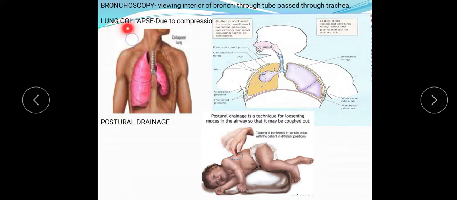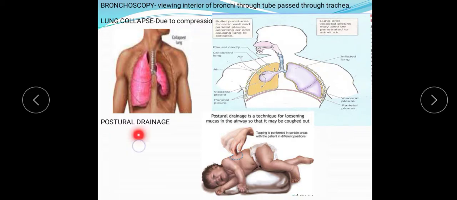Then the lung collapse. This is the normal lung. This one is the collapsed lung. Okay? This is the collapsed lung, due to injury or due to compression of the lung. In this diagram, this is a bullet injury: the bullet punctures the thoracic wall and pleura, and air is admitted into the pleural cavity, causing the lung to collapse.